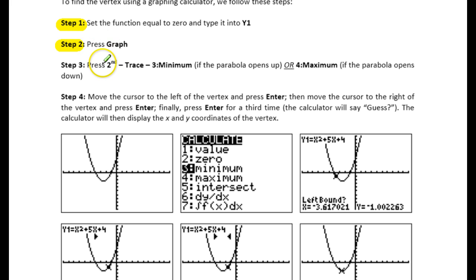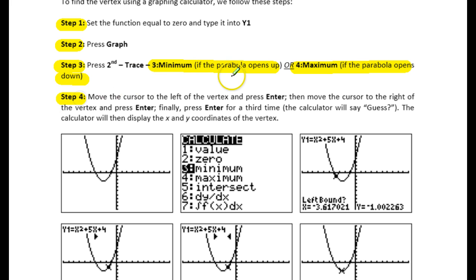Now here's the part that's different. When we're finding the vertex, step 3, you're going to go to second trace, which is still your second calc button. But instead of choosing 5 intersect, we're going to choose either, and this is where you've got to think carefully, but use the picture to guide you. We're going to find the minimum if it opens up, because the minimum means it's the lowest point. Or you would choose maximum if it opens down, because in that case it's the highest point. That's really all you do.